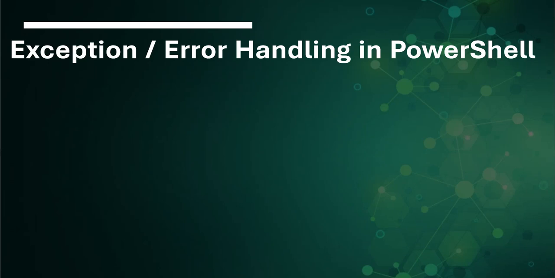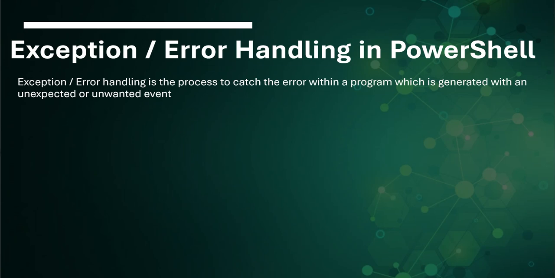Hello. In this video, we will take a look at how we handle errors or exceptions in PowerShell. Let's first understand what exception handling is. Exception or error handling is the process of catching an error within a program that is generated by an unexpected or unwanted event. How do we handle errors in PowerShell, or even in general?